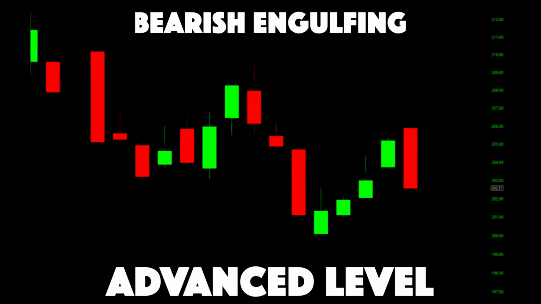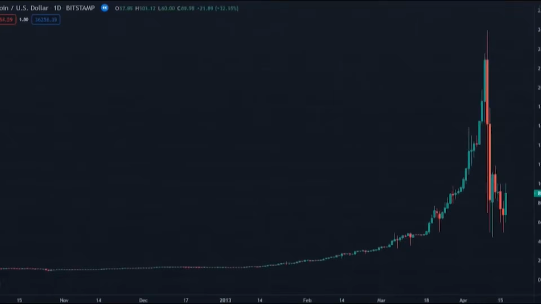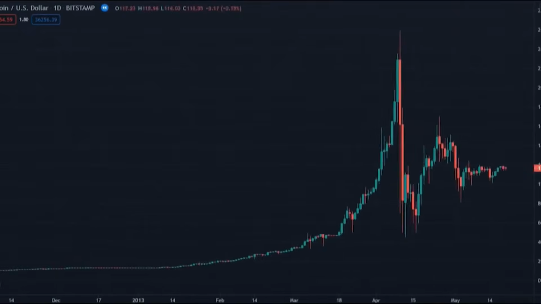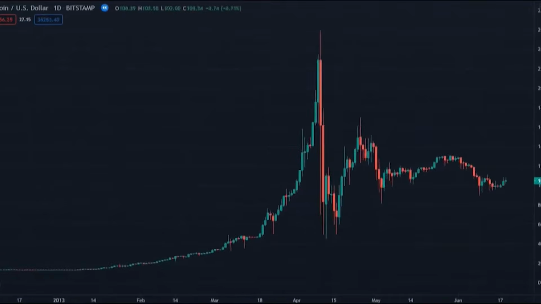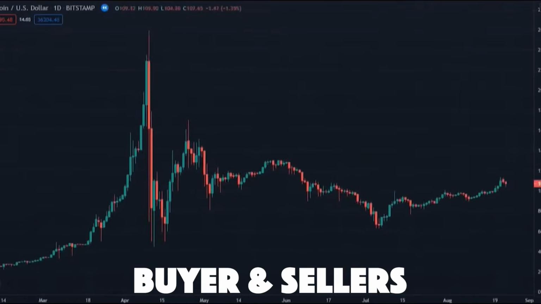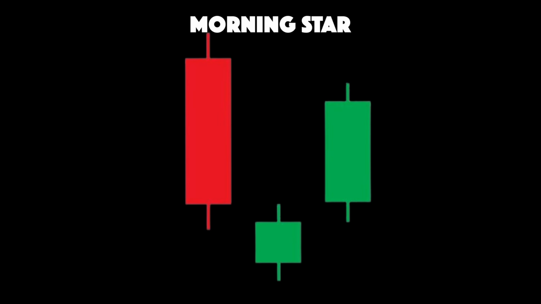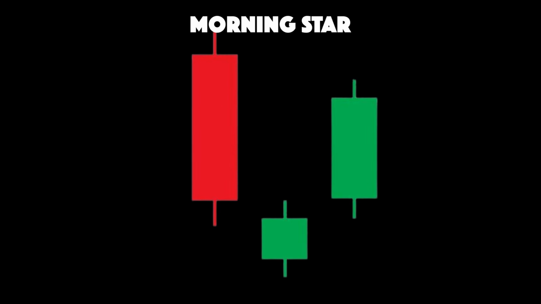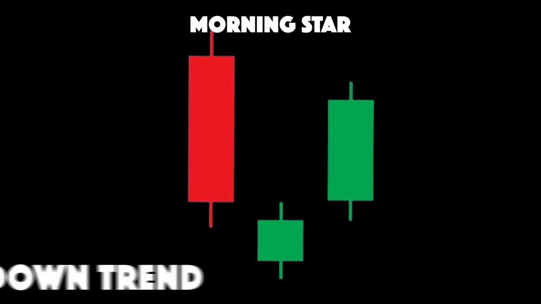It's time to move on to an advanced level, which involves observing 3 or more candles at once in multiple stick patterns. Decoding multiple stick patterns demands more technical knowledge and expertise, but these are my favorite because they give stronger confirmation since they show a more developed battle between buyers and sellers. The morning star is a powerful 3-candle reversal pattern that signals the short-term end of a downtrend.